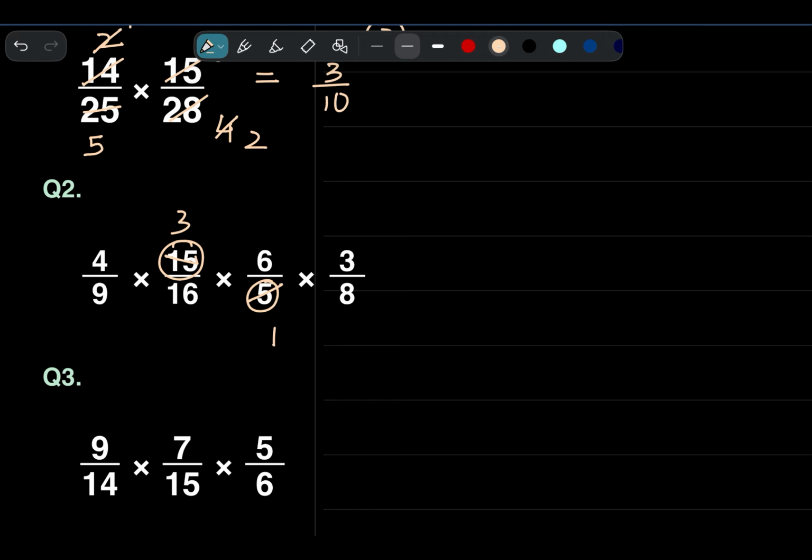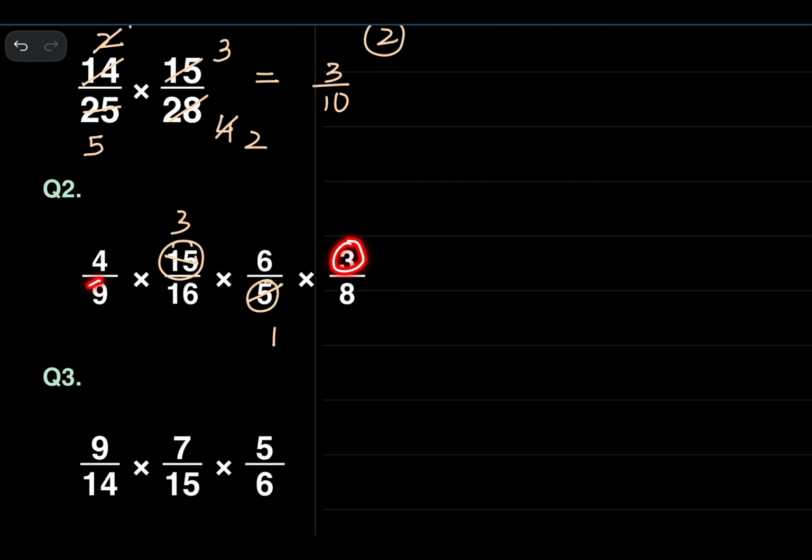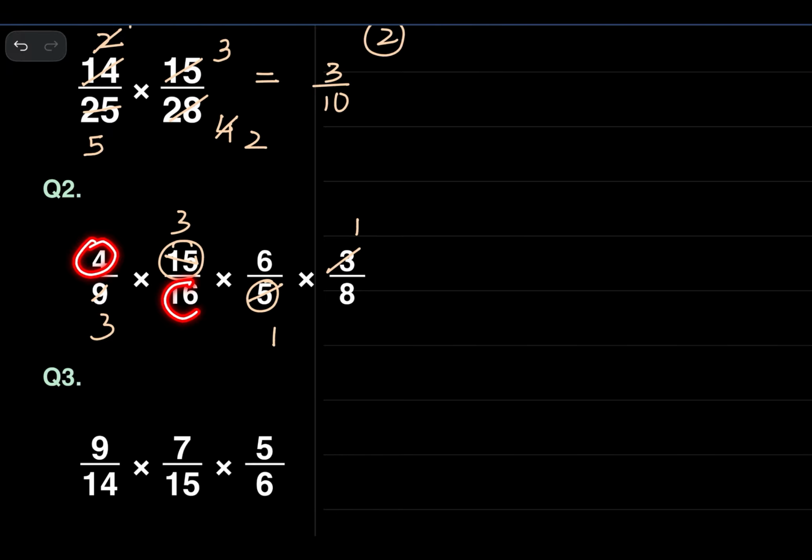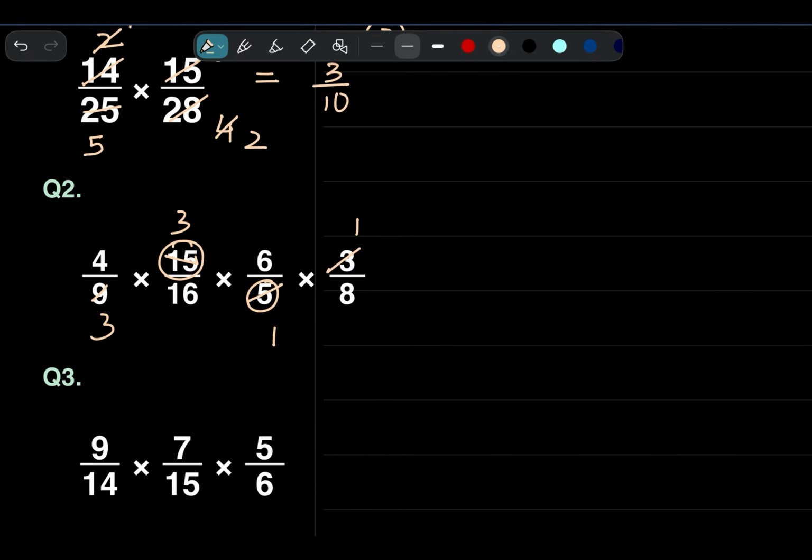Then which is the next pair I will use? I want to do 3 and 9. 1 numerator, 1 denominator. 3 ones are 3, 3 threes are 9. Then I'm going to use 4 and 16 because both are divisible by 4. 4 ones are 4, 4 fours are 16.